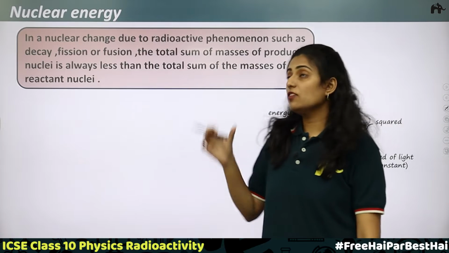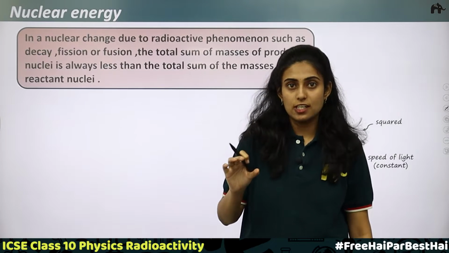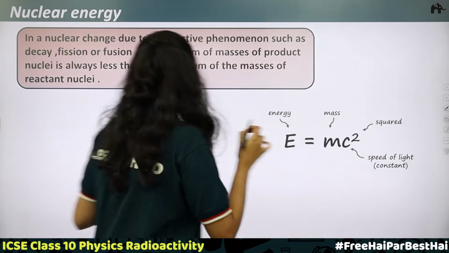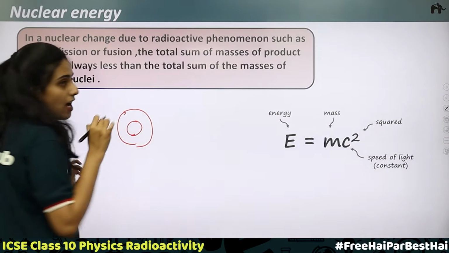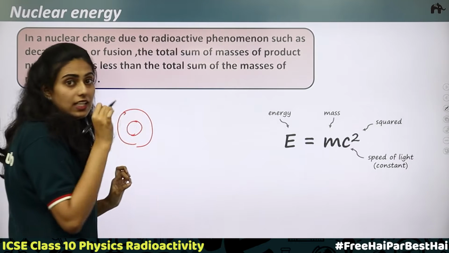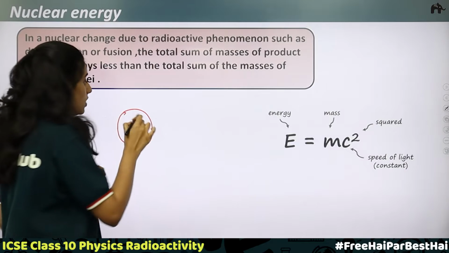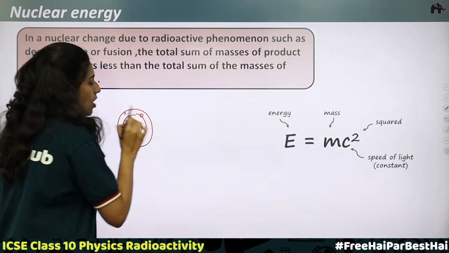First, let us understand what is nuclear energy. We know what is nuclear change. During a nuclear change, there will be a change in the number of nucleons. Inside an atom, all the nucleons are concentrated inside the nucleus. It contains protons and neutrons, and the electrons revolve in circular orbits around the nucleus.